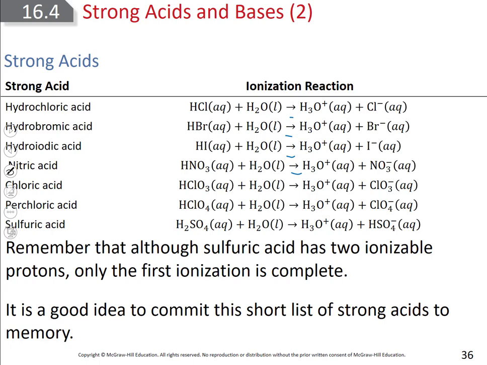So there's only 7 of them: HCl, HBr, HI, HNO3, HClO3, HClO4, and H2SO4. And again, for H2SO4, only the first hydrogen comes off in a strong ionization. The second hydrogen comes off in a weak ionization, as we saw back in chapter 4.